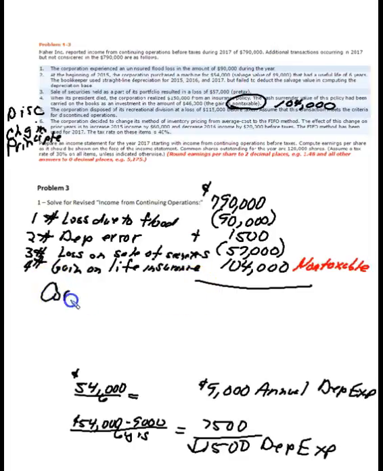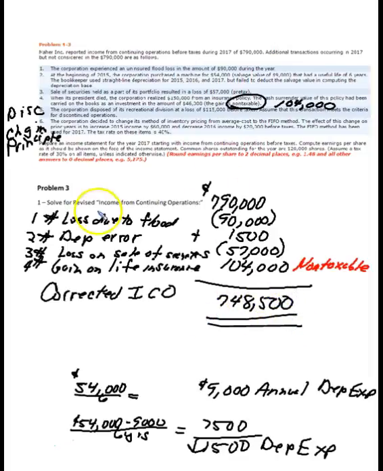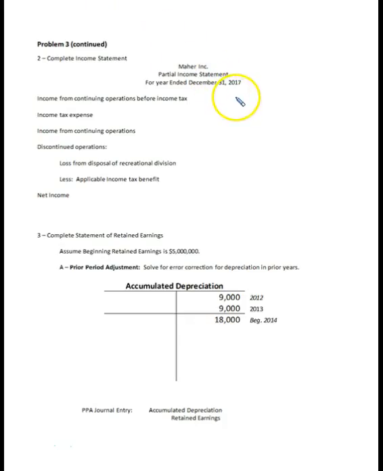So our corrected income from continuing operations, if I net 790 minus and plus all this stuff, I'll get $748,500. So first off, when you're working this in Wiley Plus, you've got to figure all of this out before you can go put your solution in there. So let's go ahead now. We have figured some things out. And we know income from continuing operations now, before income tax, is $748,500. So we'll go ahead and put that in there.